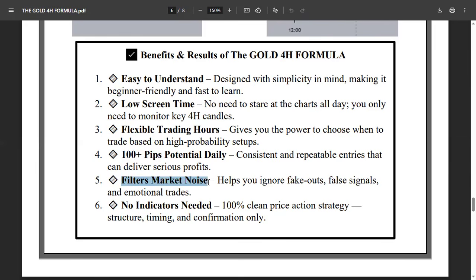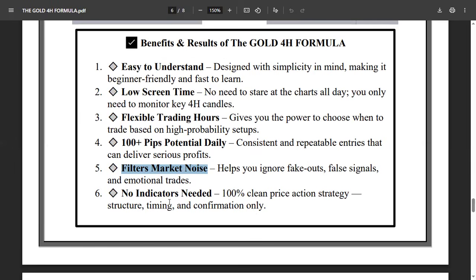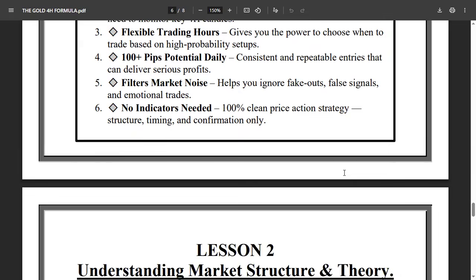We filter all the noise, the indicators, everything, we filter them away. We just deal with candlestick anatomy, which is the best. So this is a very good formula for you to understand.